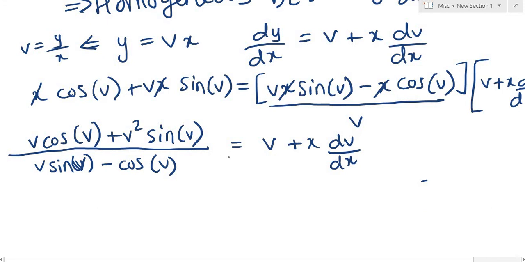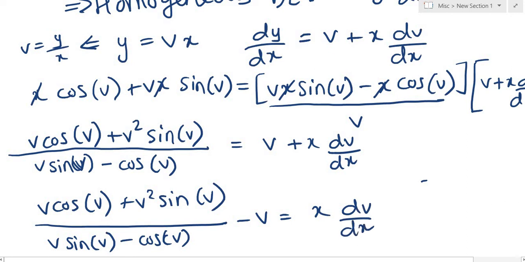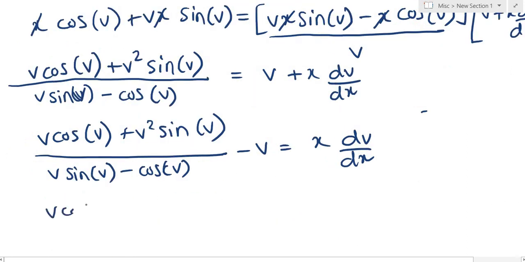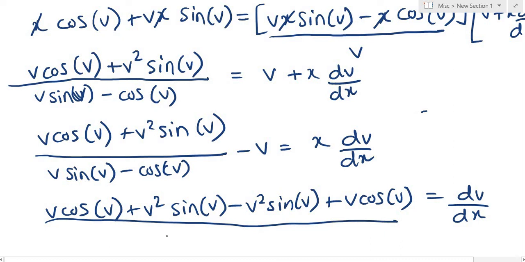Now I'll just bring this v on that side, subtract both sides by v, so then I have v cosine of v plus v squared times the sine of v all over v times the sine of v minus the cosine of v, minus v is equal to x times dv by dx. Cross multiply everything. v times the cosine of v plus v squared times the sine of v minus v squared times the sine of v plus v times the cosine of v is equal to dv by dx. And yes, this is still divided by v sine v minus cosine of v.